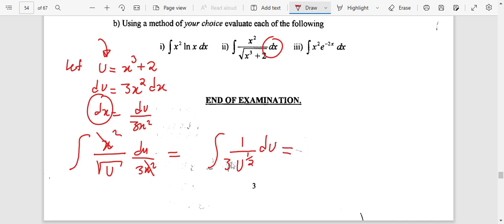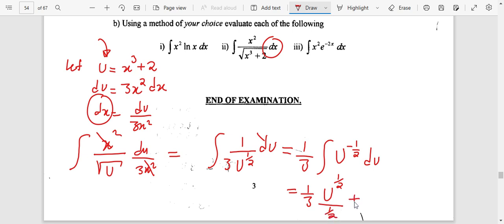Now take this 1 over 3 outside the integral since it's a constant. Then we remain with the integral. There u, I'll take it on top, becomes u to the power negative half, and then du. So I'll just add 1 to the power. That will be 1 over 3 u to the negative half plus 1, that will be positive half. The same positive half will also go in the denominator. Then just add the constant c. So we have integrated.